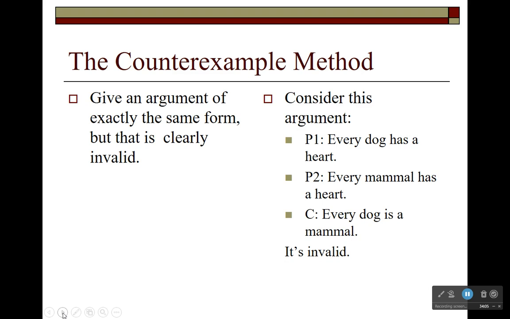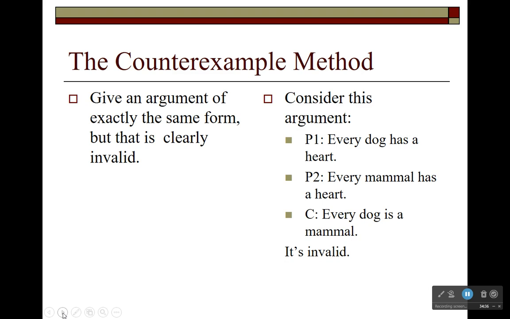So if you've come up with a counterexample, a statement that has obviously true premises and an obviously false conclusion, then you have proven that the form of that argument is an invalid form. So that's the idea behind what I've called here the counterexample method. Give an argument of exactly the same form, but that is clearly invalid. So consider this argument. Every dog has a heart, every mammal has a heart, therefore every dog is a mammal. That's an invalid argument.